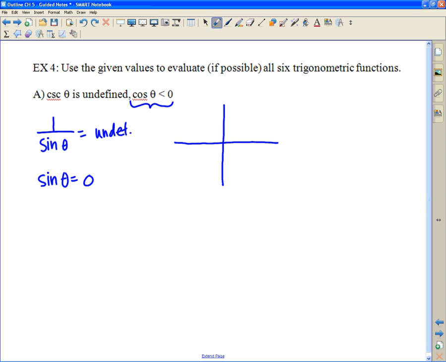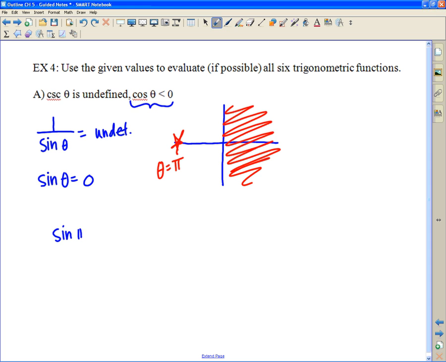Cosine has to be less than 0. For the x values to be less than 0, I'm going to cross off the first and fourth quadrant. So the question is, where is the sine of theta equal to 0 when cosine is less than 0? It's right here at this angle. Hopefully you're referring to theta as pi. So all it wants you to do is evaluate all 6 trig functions at pi. And it's just keeping you in that mindset of thinking.